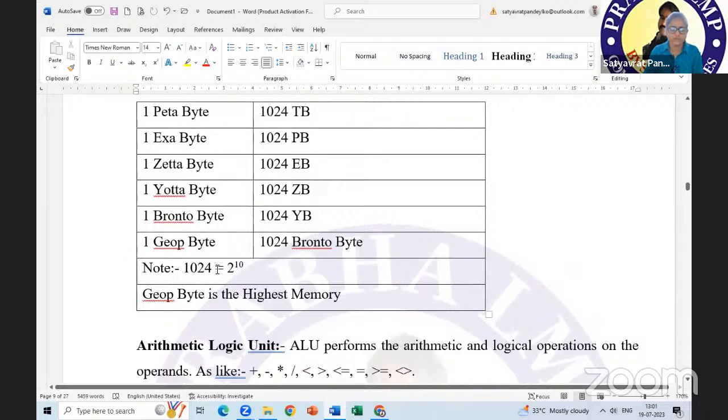Note: 1024 equals 2 to the power 10. Geopbyte is the highest memory.